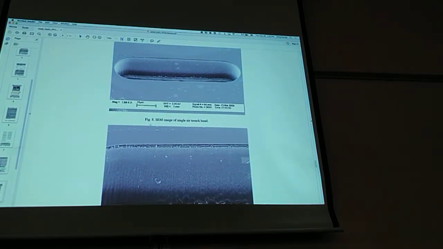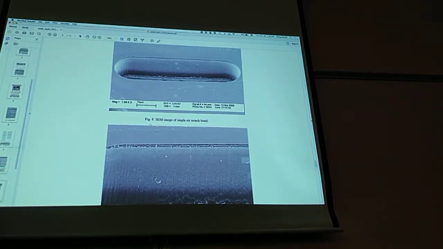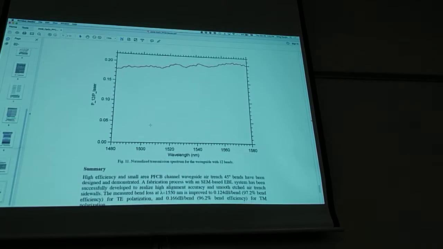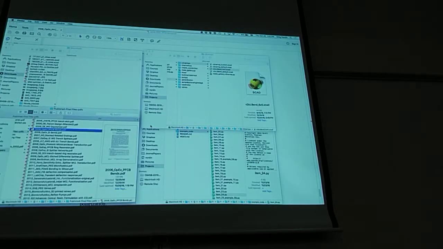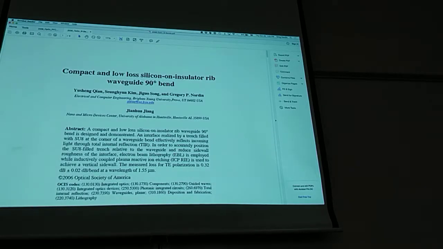But this shows one of these interfaces, and the core is somewhere over here. You can't see it. There's no way to image that with an SEM. And bottom line is it worked quite well. So there we had to take into account the Goos-Hänchen shift.